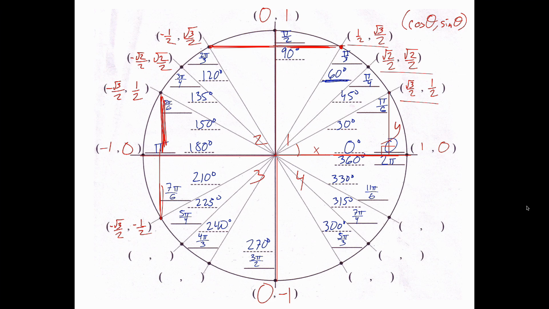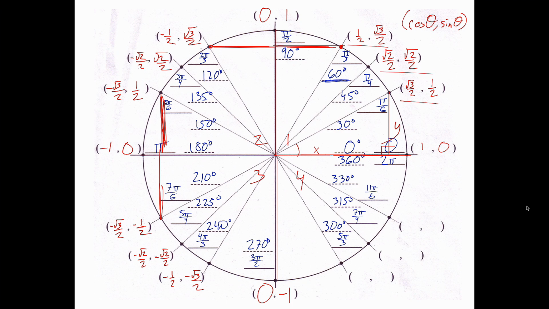For 225 degrees, aka 5 pi over 4, it's the mirror image of 135 degrees. So it's going to be negative square root of 2 over 2. Also, for the y-coordinate, still negative square root of 2 over 2. For 240 degrees, aka 4 pi over 3, it's going to be the mirror image of 120 degrees. So it's going to be negative 1/2, negative square root of 3 over 2.